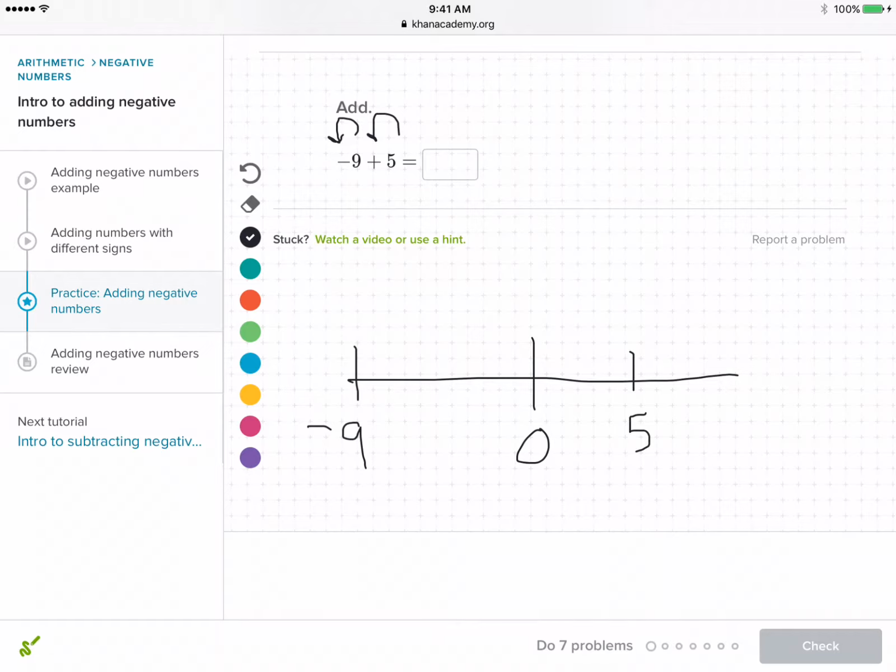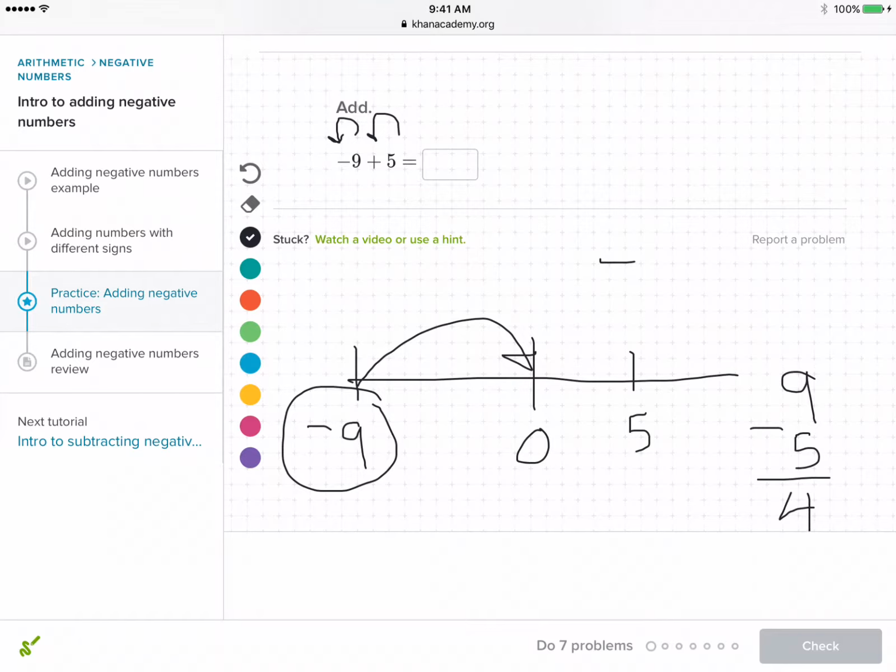Since they're on opposite ends of each other, the first thing we look at is that 9 is a lot further away from my 0. So we know that my final answer is going to come out with a negative answer. Then I'm going to take 9 minus 5, because they're on opposite ends, so we want to subtract them. And we get 4. So my final answer is going to be -4.